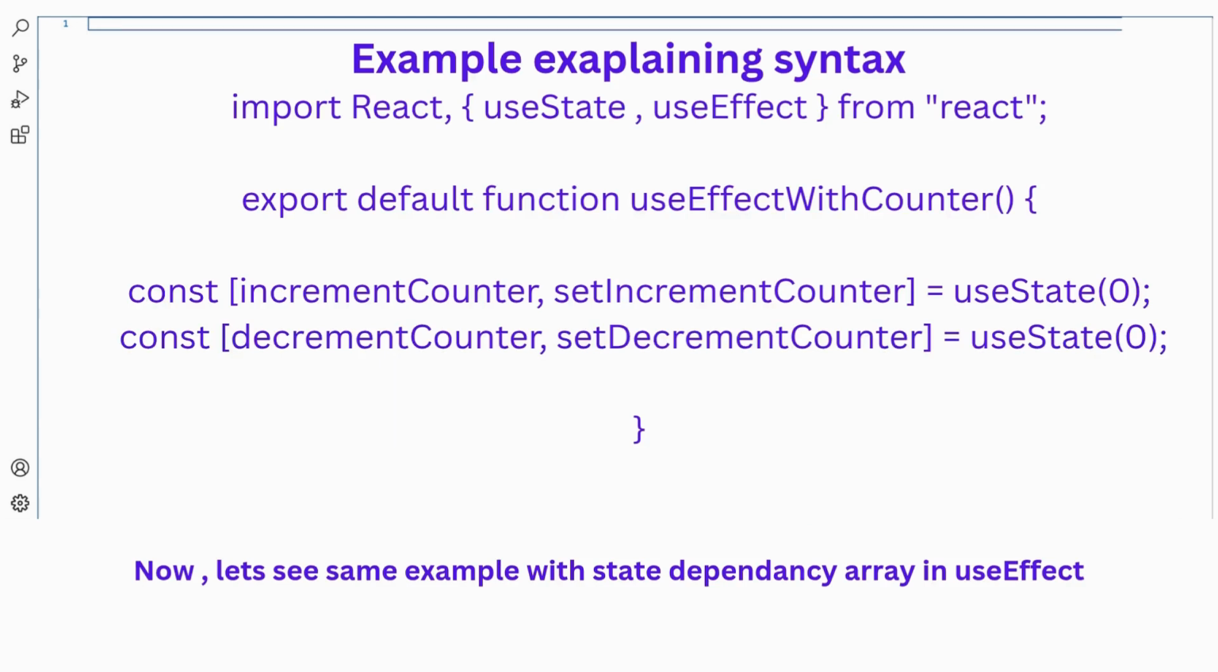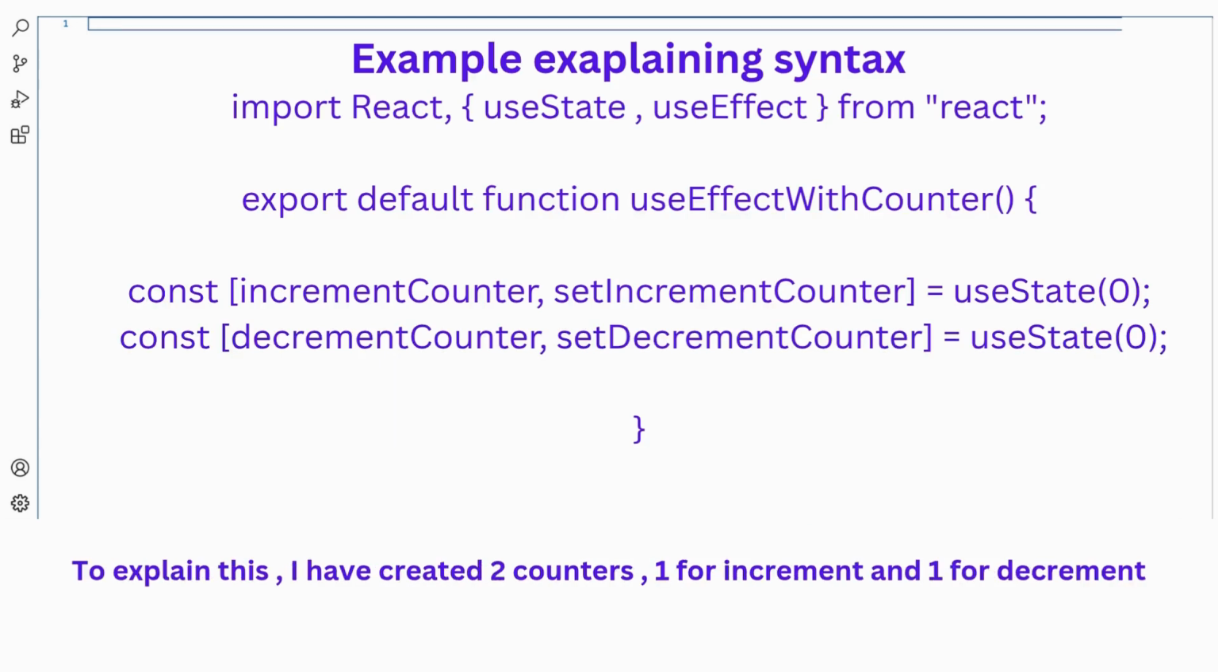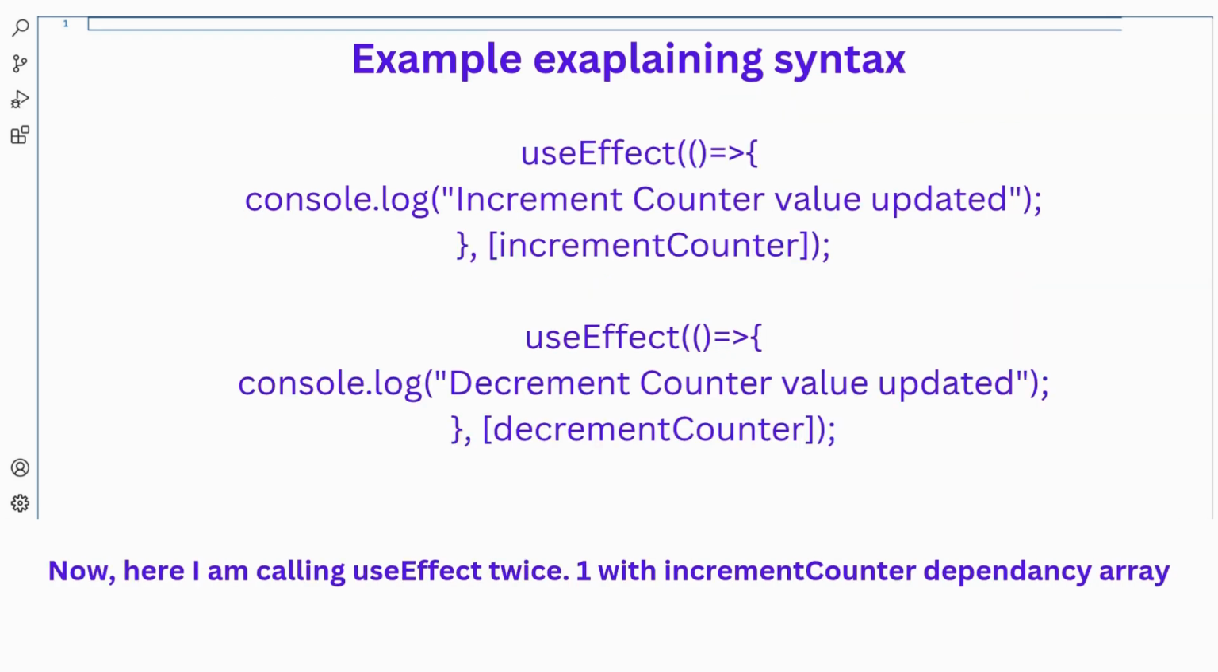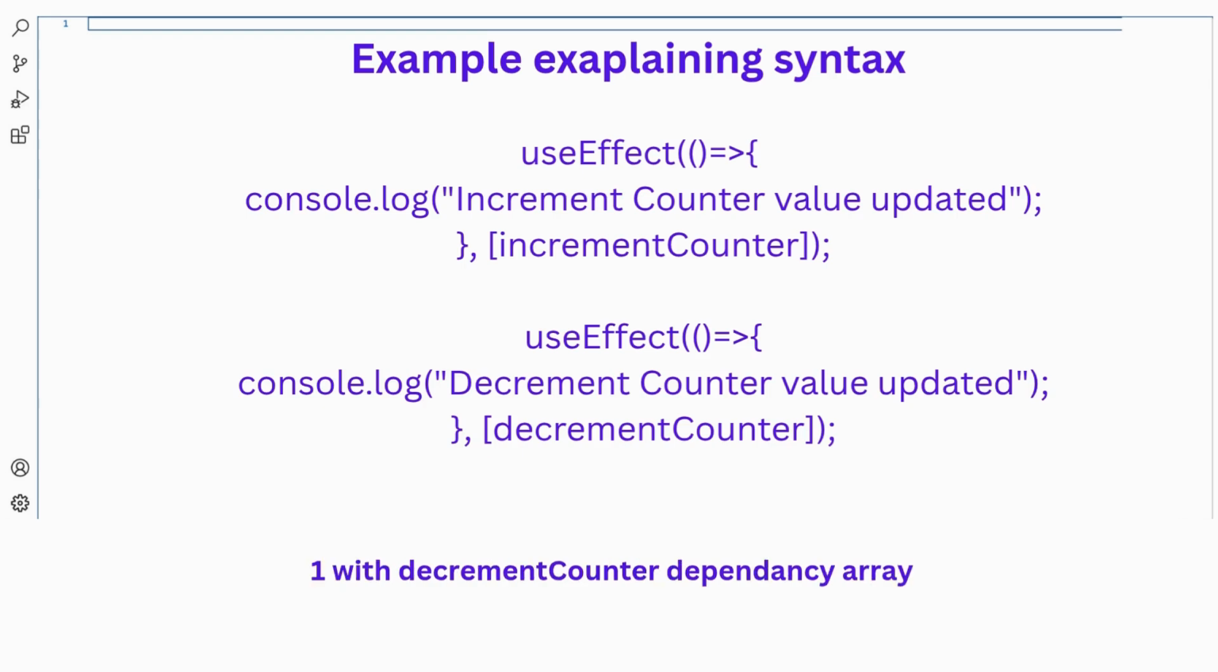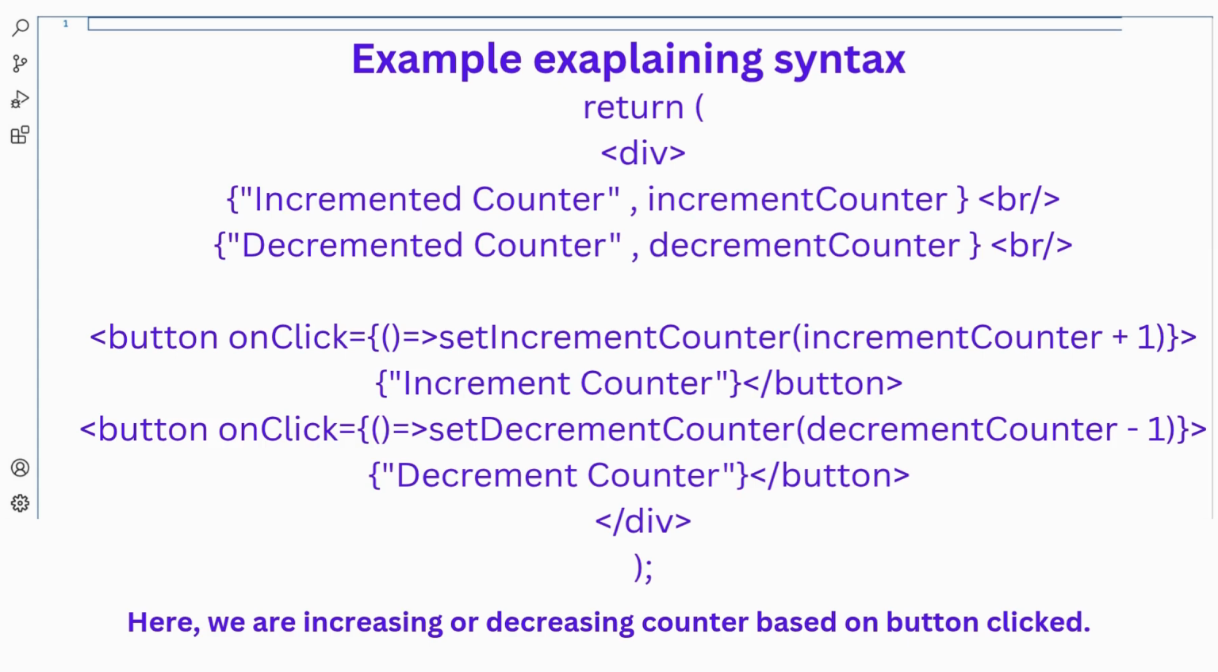Now, let's see the same example with a state dependency array in useEffect. To explain this, I have created 2 counters, one for increment and one for decrement. Now, here I am calling useEffect twice. One with the increment counter dependency array. One with the decrement counter dependency array. Here, we are increasing or decreasing the counter based on the button clicked.